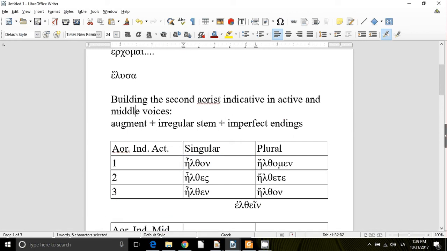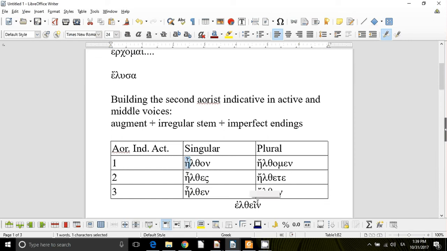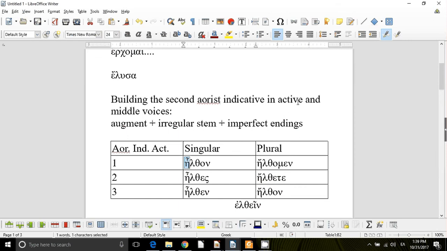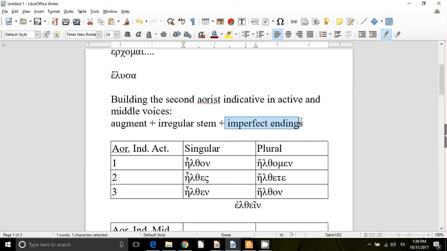So how is that? How is it built? Building the second aorist in the active and middle voices. You're going to take the augment. So there's still an augment like there was in elisa. Here that augment is hidden in the epsilon, so the stem is elth. Since the stem starts with an epsilon, when you add an epsilon augment, you get eta. So we'll take the augment plus the irregular stem plus the imperfect endings.